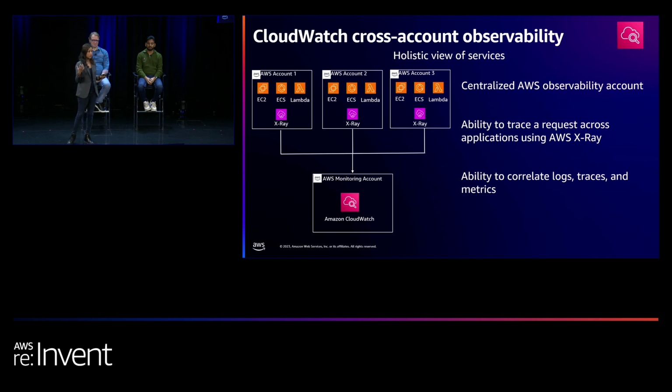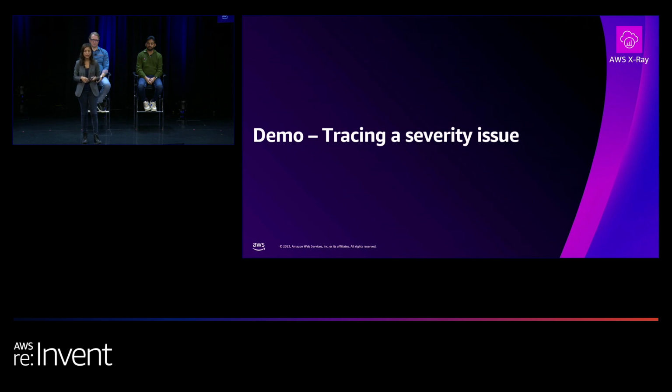Now with CloudWatch cross-account observability, you're able to send these traces, logs, and metrics into one single AWS monitoring account. And that becomes your centralized AWS observability account. And all you need to do is log into that monitoring account and be able to correlate your logs, traces, and metrics across all your source accounts. And now I'm going to do a demo of tracing a severity issue, basically step into an on-call engineer from Audible and see how he would do it.